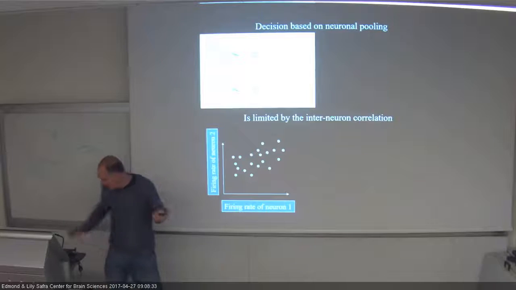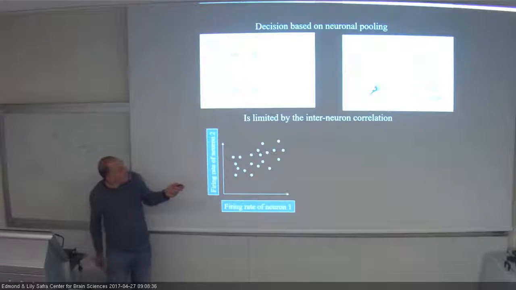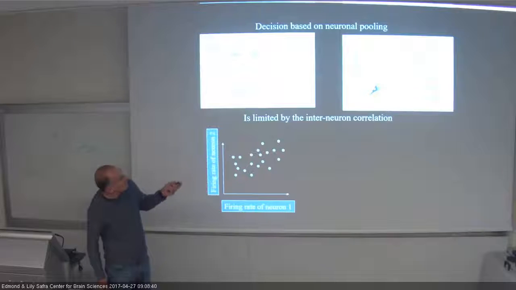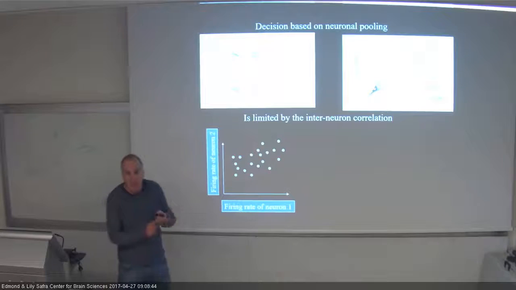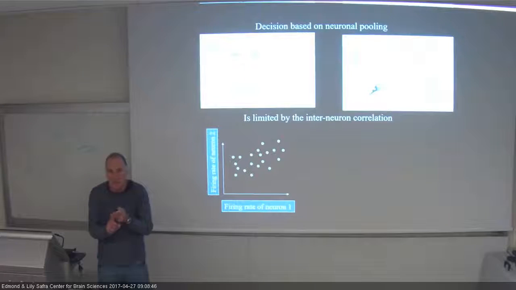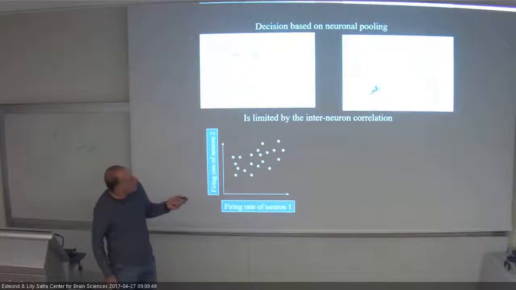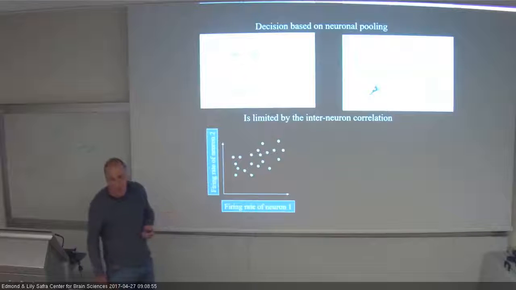And we said what's limiting the information is the signal to noise ratio, right? Which is due to the correlation between the neurons. So the more correlated they are, the more limit you have, in the sense that you reach an asymptote at a lower signal to noise ratio.